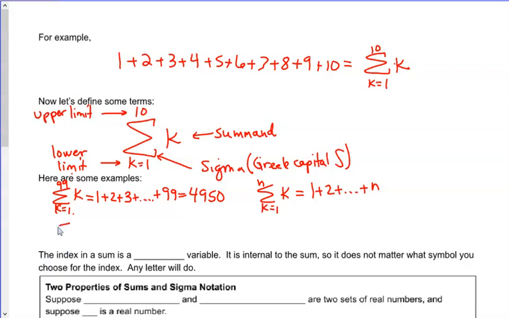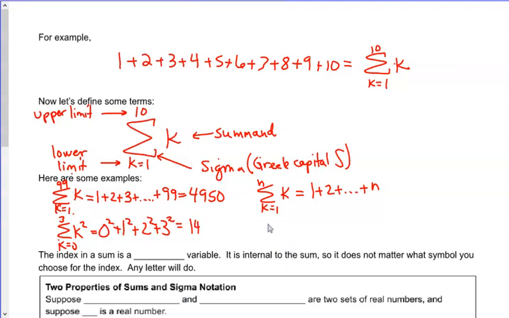Now, what if I want to go changing up my lower limit to 0 this time, from 0 to 3 of k squared? Well, that means I plug 0 in and I square it. Then I go to the next one. I plug 1 in and I square it. Then I plug 2 in and square it. And then I'm stopping at 3 because that's my upper limit and square it. So if I add up all of these now, we get a sum of 14.